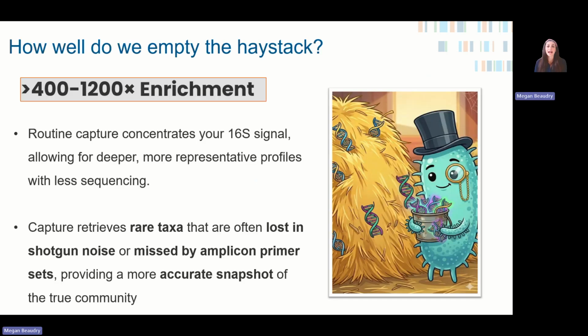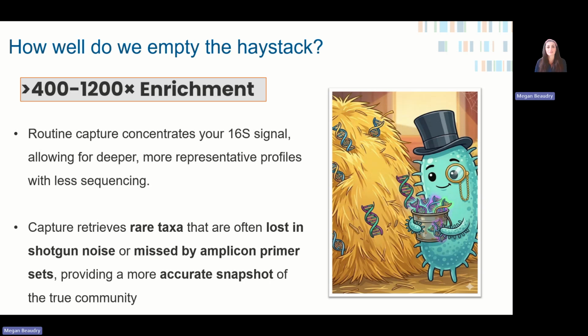So how well do we actually empty that haystack? Well, we find that 16S capture has between 400 and 1200x enrichment. So this tells us that routine capture really concentrates your 16S signal, allowing for deeper, more representative profiles with less sequencing.